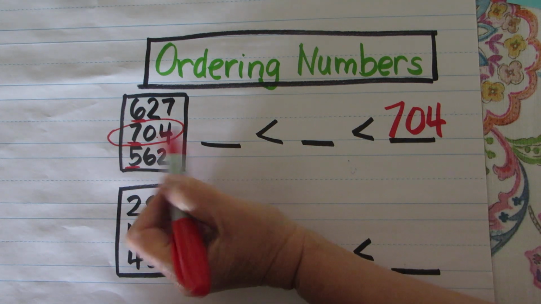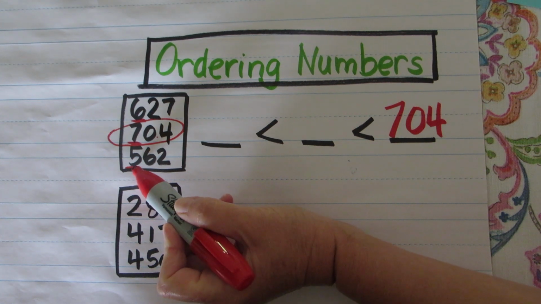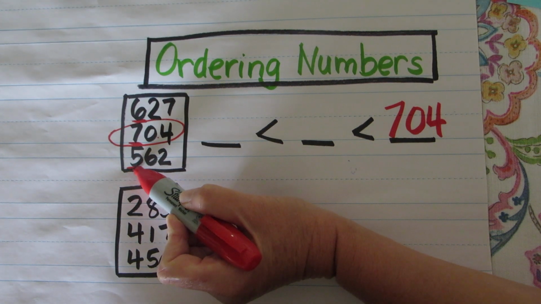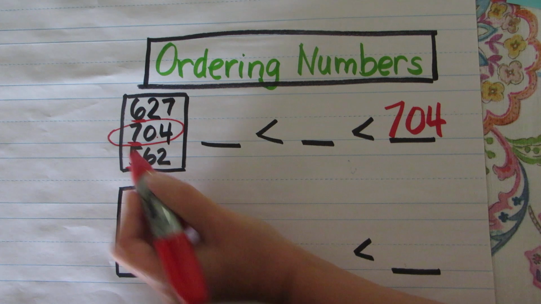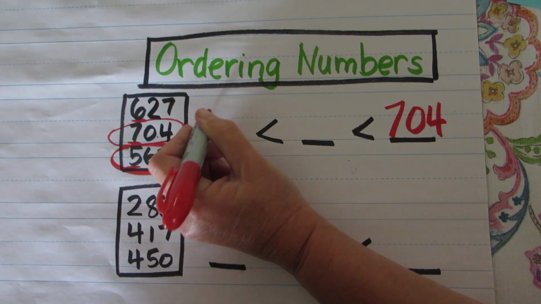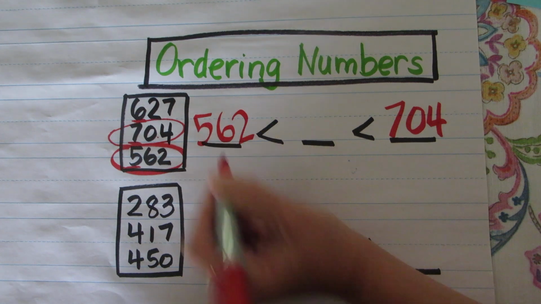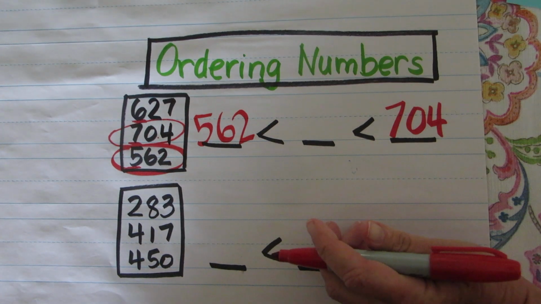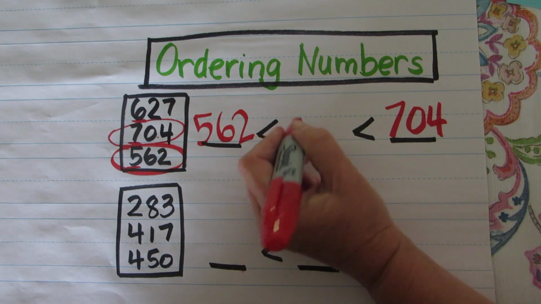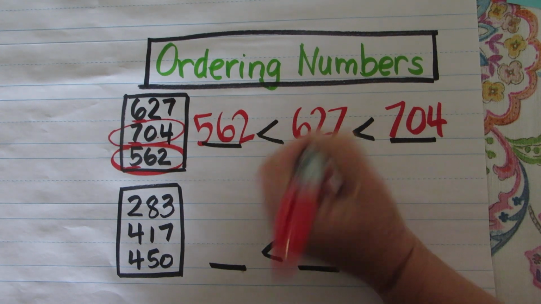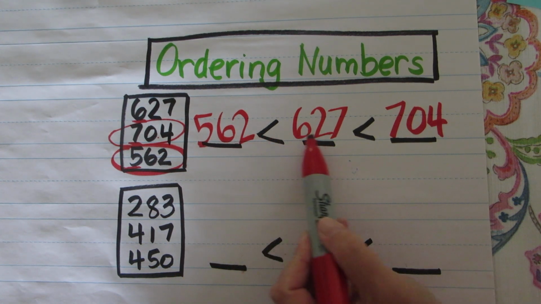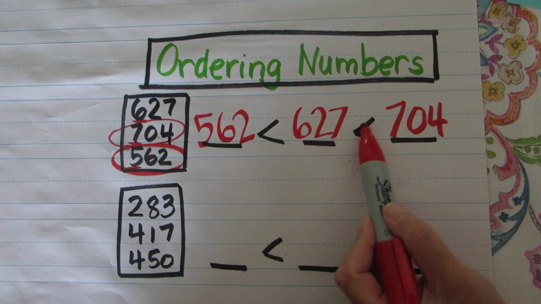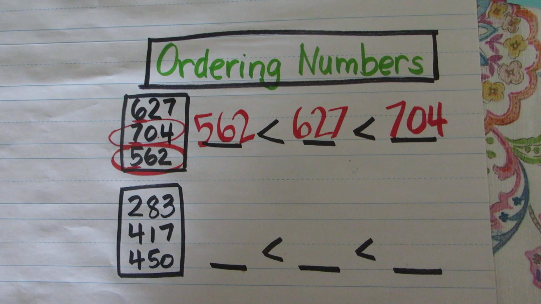So I've already used 704. Now I'm going to look here in my hundreds place. Is a 500 number less than a 600, or is a 600 number less than a 500? Hopefully you're thinking 500. So 562 is the lesser number. And the number that's left over, guess where that's going to go? Smack in the middle, 627. So if I were reading this number sentence, it would say 562 is less than 627, and 627 is less than 704. Now we're going to try a different one.